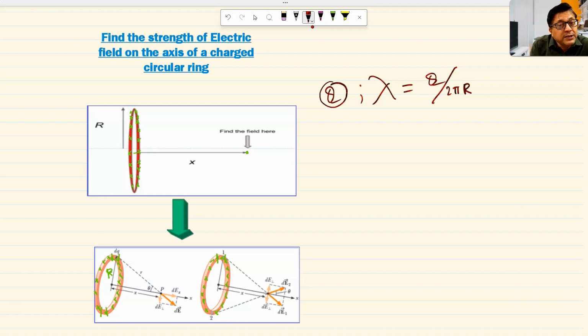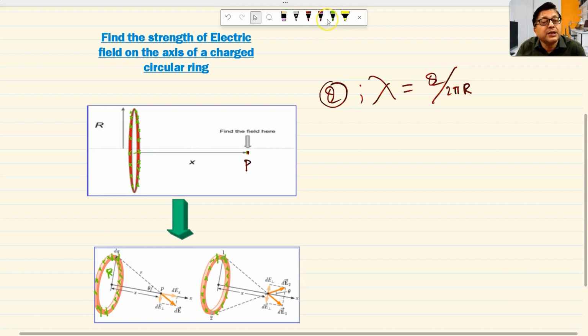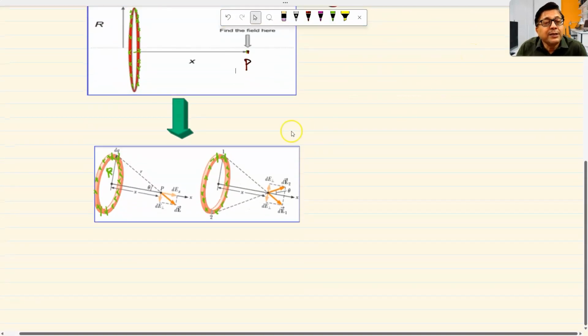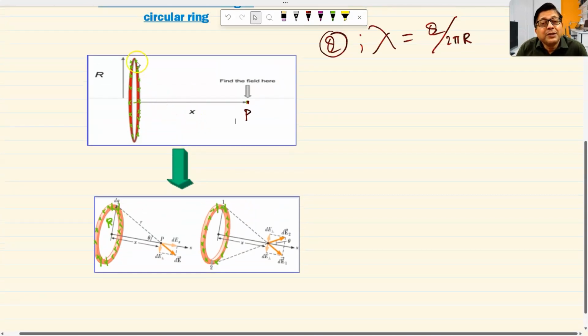So when you want to find strength of electric field at this point on the axis, we need to divide the ring, mentally of course, into an infinite number of small parts. Then due to an elemental portion, we will find the strength of electric field here, and then we will calculate the strength of electric field due to the whole wire by integration. The method is clear, but with this view of the charged circular ring, you might have some problem.